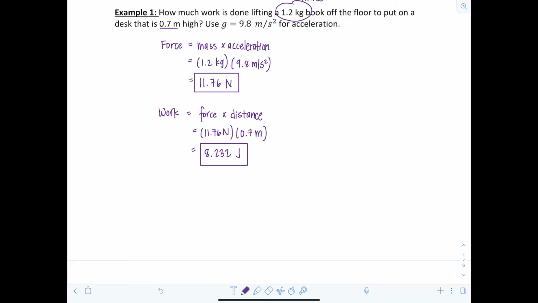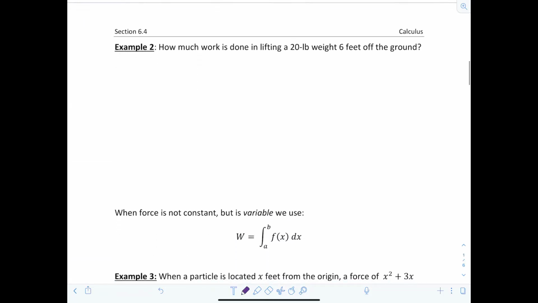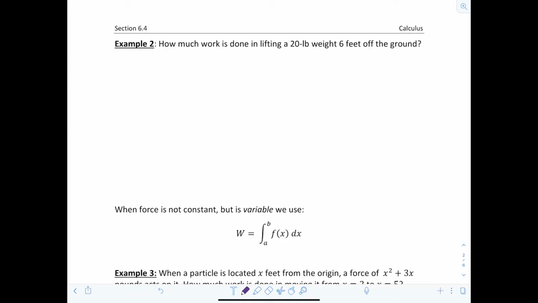All right, moving on. How much work is done in lifting a 20-pound weight 6 feet off the ground? So here we're given the weight of the object, which is actually already its force. So note, or the force being applied to it. So weight is a force. You don't need to multiply by g.